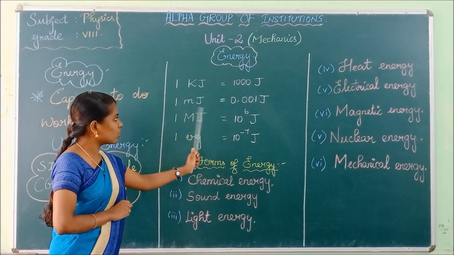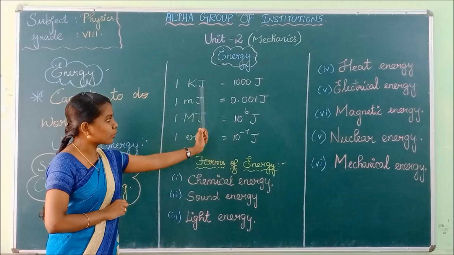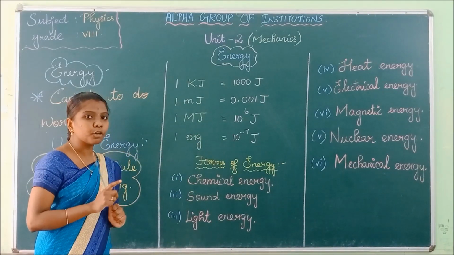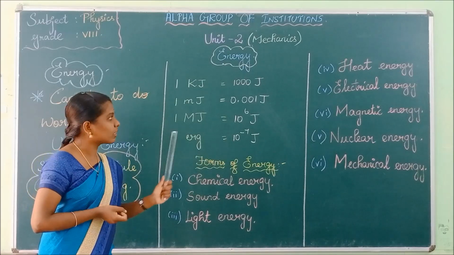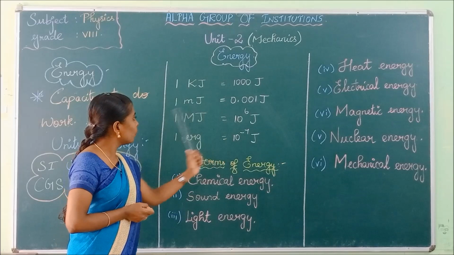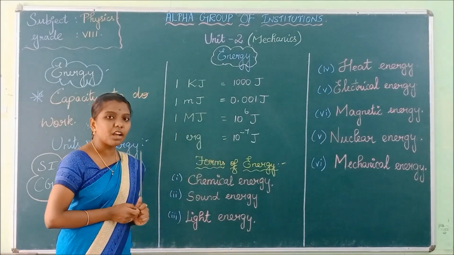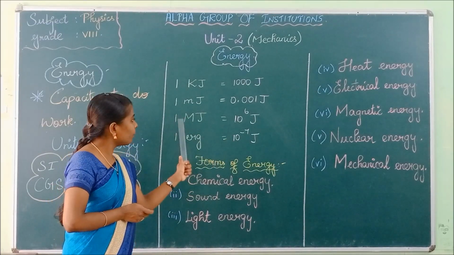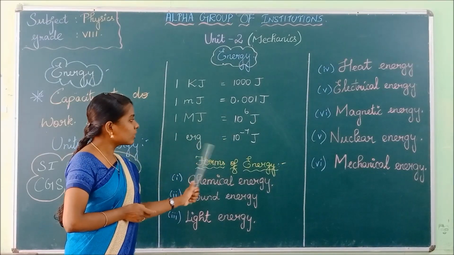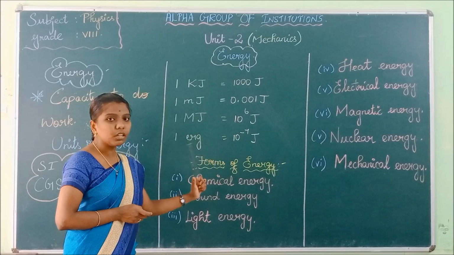1 millijoule is equal to 0.001 joule. Milli is nothing but 10 power minus 3. So 10 power minus 3 is nothing but 0.001 joule. 1 megajoule. The value for mega is 10 power 6. So 1 megajoule is equal to 10 power 6 joule. 1 Erg is equal to 10 power minus 7 joule.